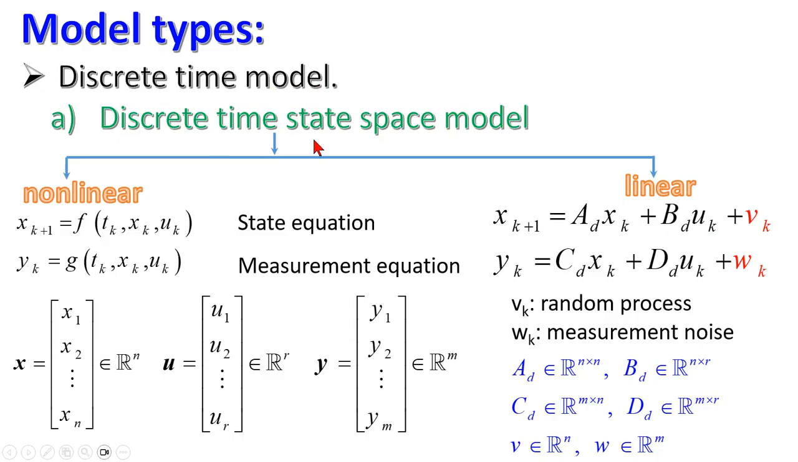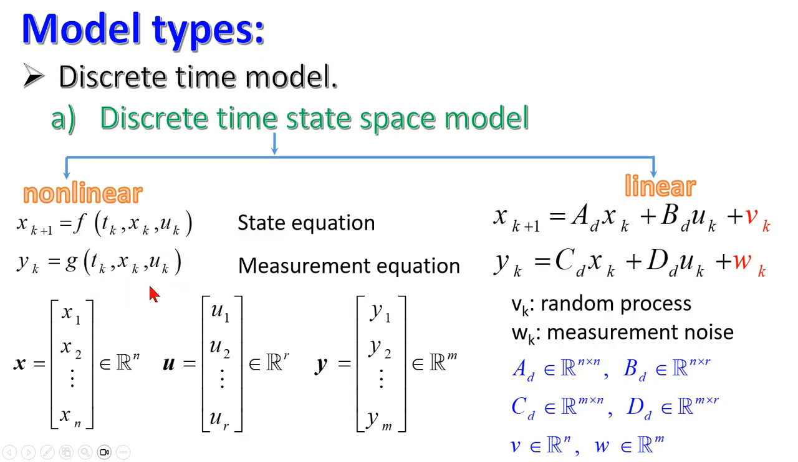The discrete-time state space model can be both linear and nonlinear. The nonlinear discrete-time state space model is written as follows. The first equation is the state equation, where f is any nonlinear function of the state and the control inputs. The subscript k is the discrete time, x is the state. This equation is the measurement equation, where g is any nonlinear function of the state and the control inputs.